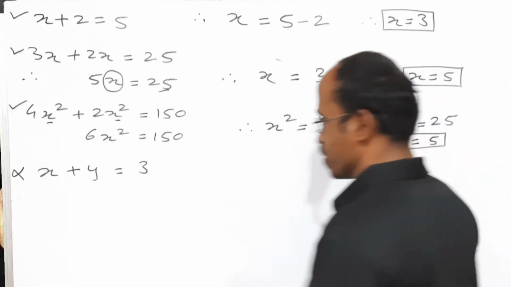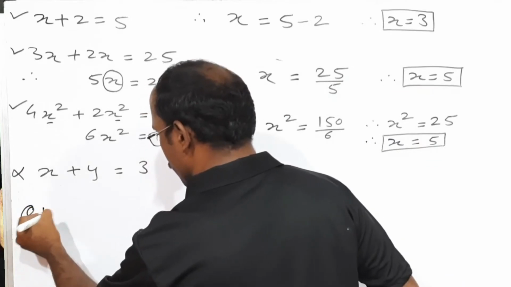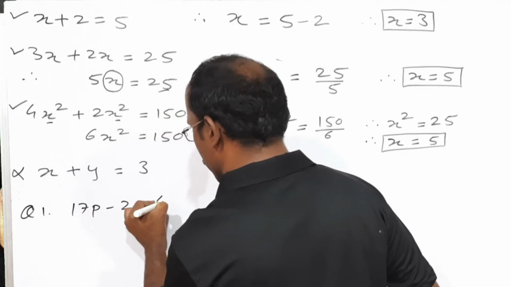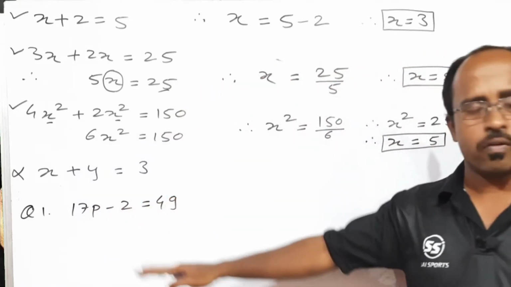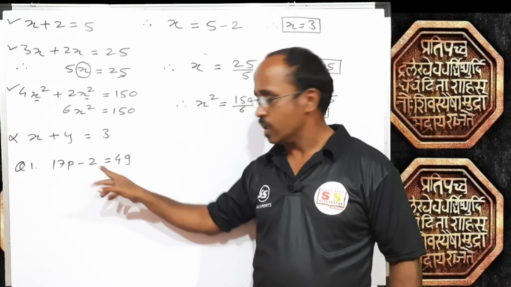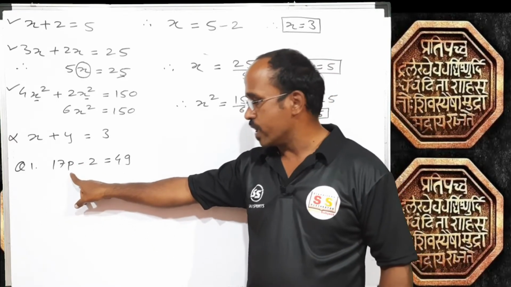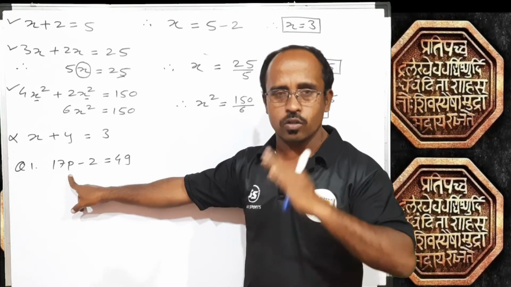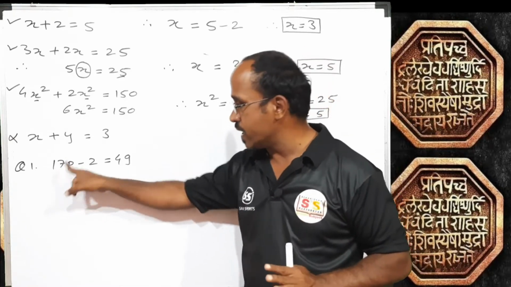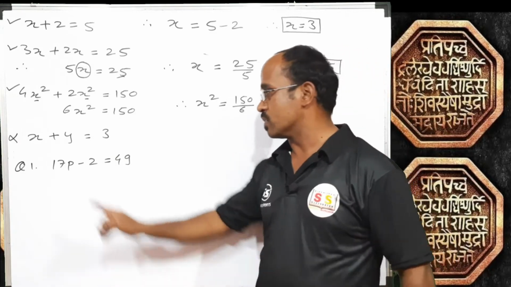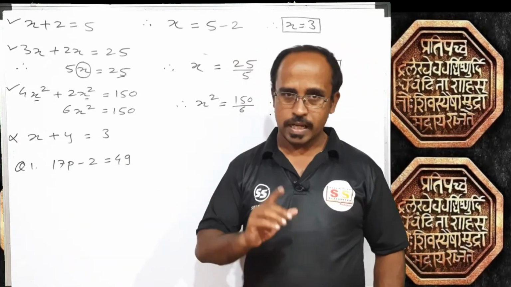Suppose, students, the question is 17p minus 2 is equal to 49. Now what we have to do? 17p minus 2 is equal to 49. On the left hand side, variable p is there. So we have to keep that variable alone on the left hand side. Means this 17 and 2 should change their side. Now which one should change the side first? 17 or 2? That is the question.